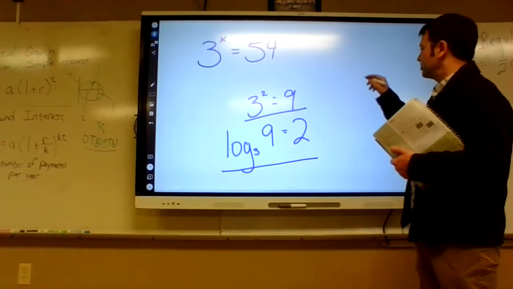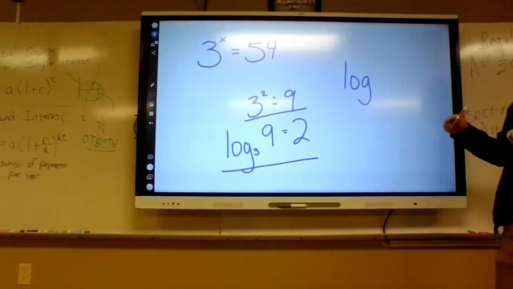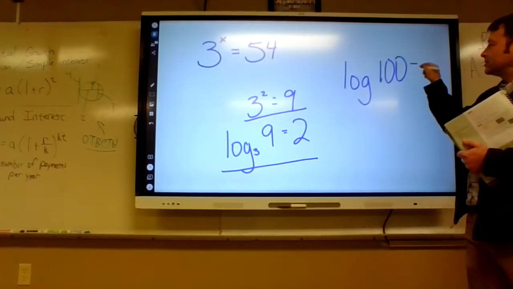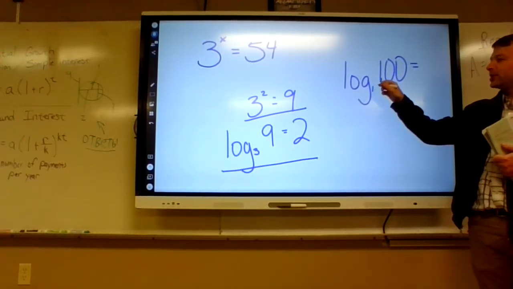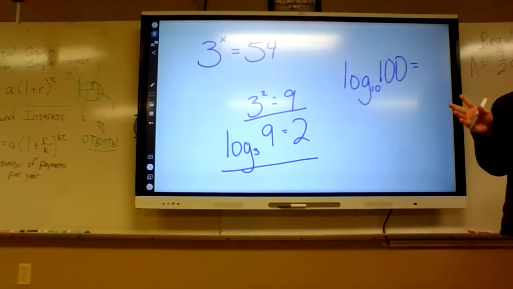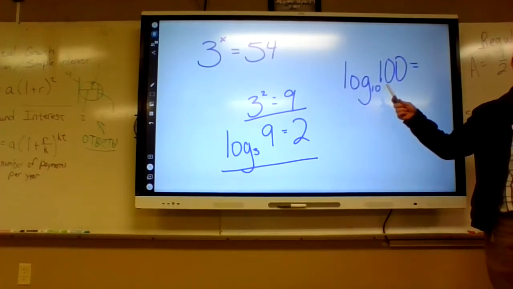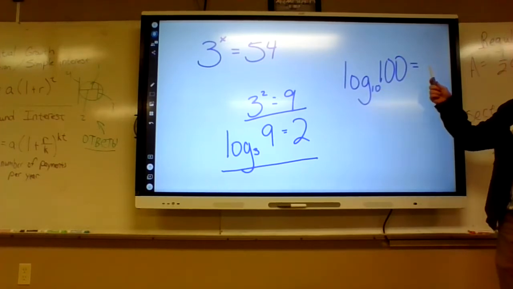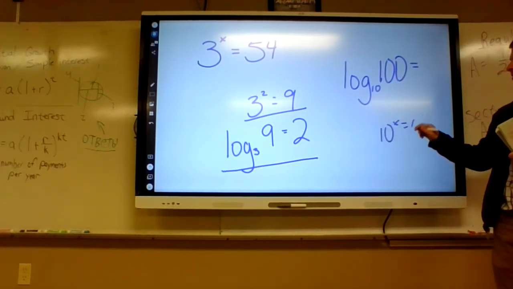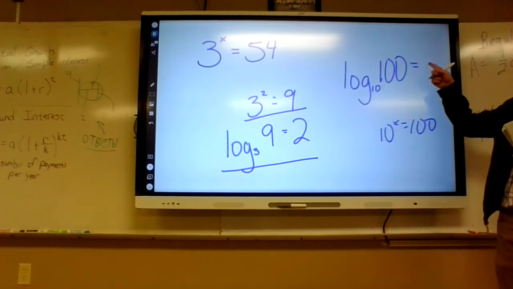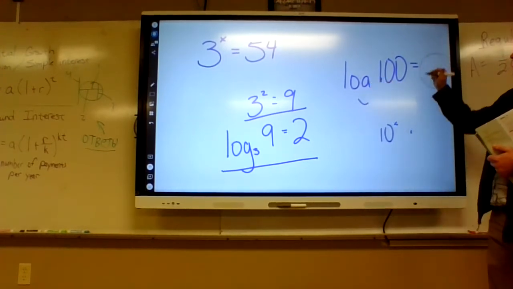Actually, before we get started, I'll mention one more thing. If it just says log, which most of your calculators have a button for, let's say log of 100. If they put no number down here, guess what number is down there? It's a 10. It's called the common log, common logarithm. I don't know why. So maybe you can answer this. This means 10 to the what equals 100? 2. 10 to the second equals 100. So if you plug log 100 into your calculator, it should say 2.